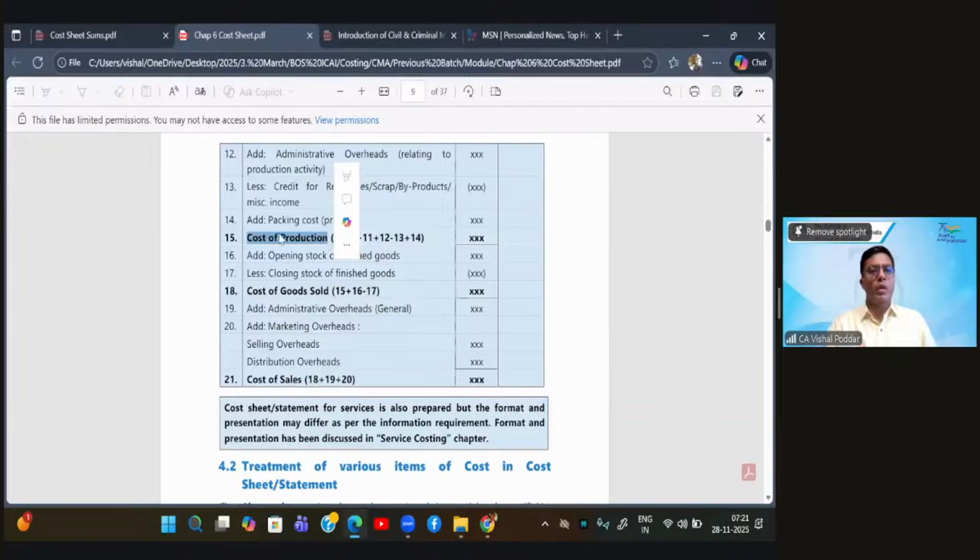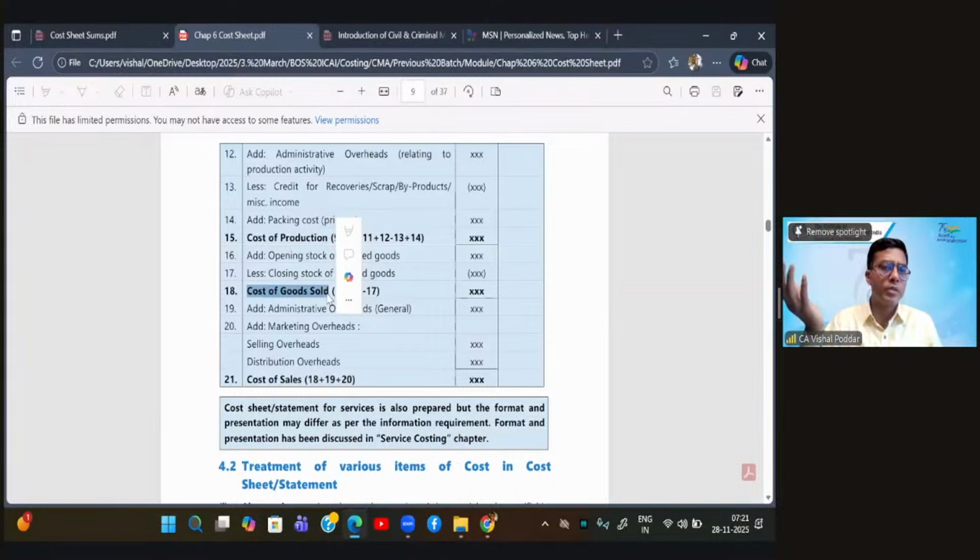Now, since this is the final product, again we adjust the stock of finished goods here. So you have opening finished goods and closing finished goods. These stocks are adjusted. So when goods are manufactured, that is produced, you add the opening stock and subtract the closing stock, and what is left is the goods which are sold. Again, this is simple mathematics.